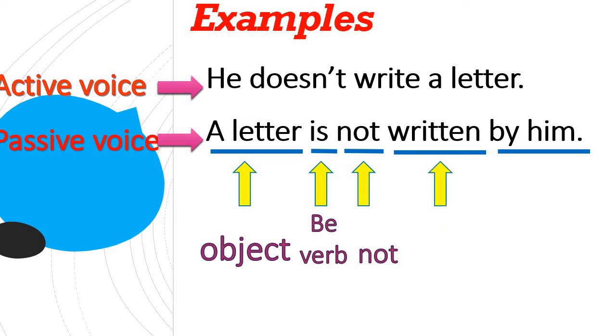Next word is written. write කියන verb එකේ past participle එක තමයි written කියන්නේ. That is the verb. And the last one, by him. by him කියන්නේ doer. ක්‍රියාව කරන කෙනා. So the sentence is: a letter is not written by him.